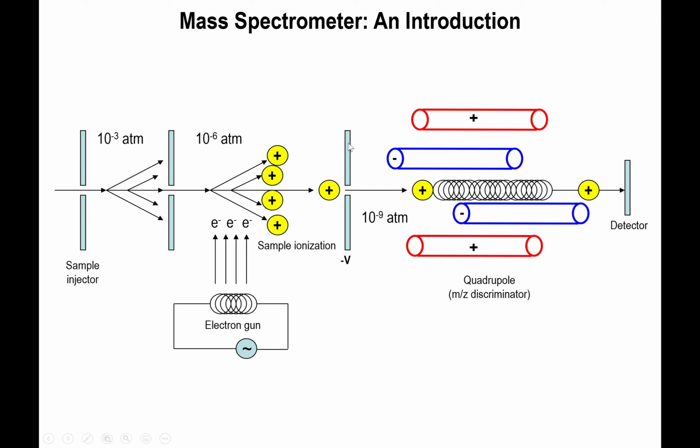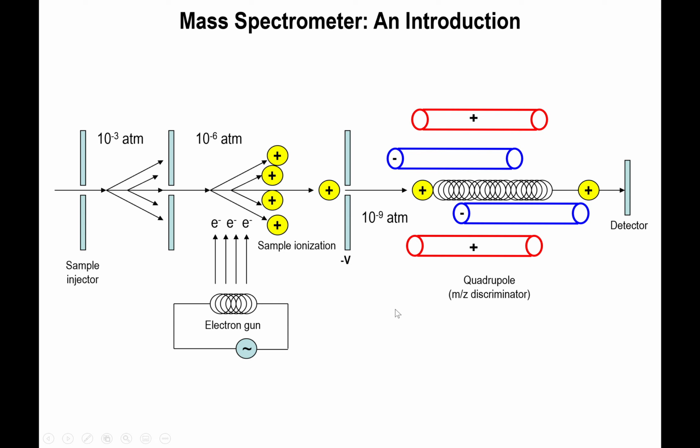Now here's where voltaic plates are utilized. So you have negative potentials that attract the positive charges of the ions that you've generated. And so you have an acceleration towards the voltaic plate, but here is a bit of an opening, a slit, through which some of the material can go through. And then you reach the discriminator portion of the instrument.